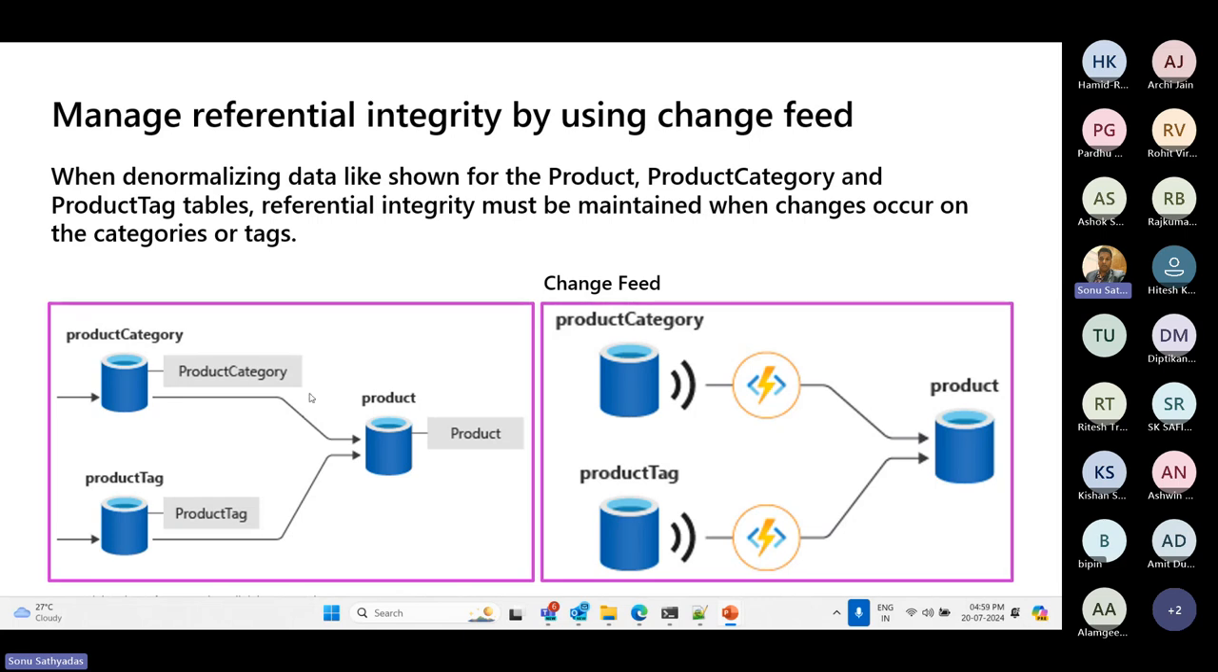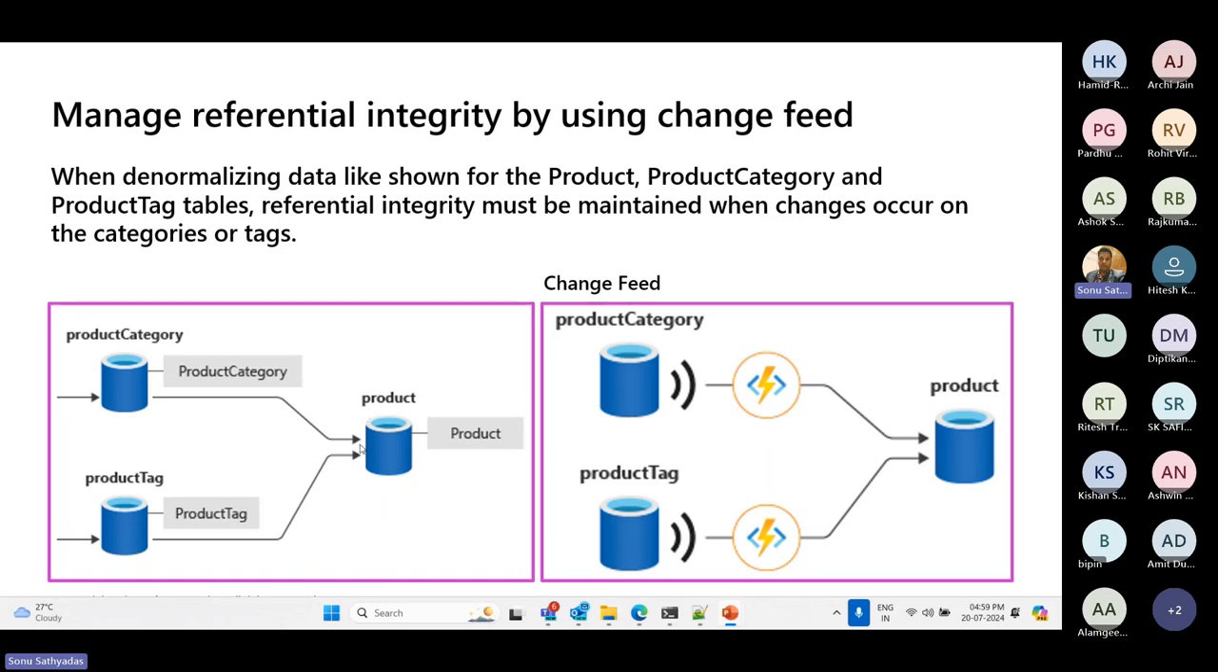For example, when you denormalize the data, like shown on the product category, product tag, and the product tables, referential integrity must be maintained when changes occur on the categories or tags. Whenever some changes happen in this table or this table, automatically it should update here also.